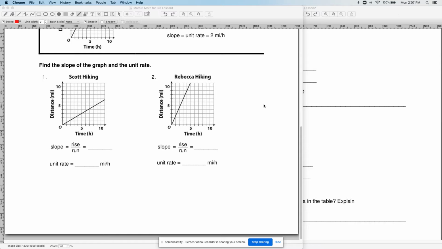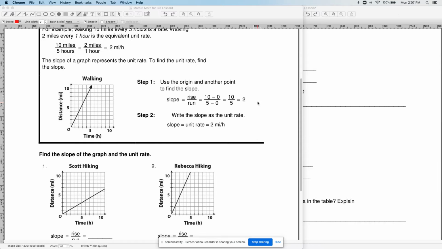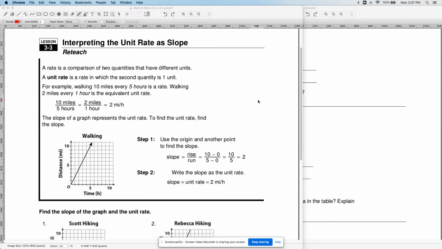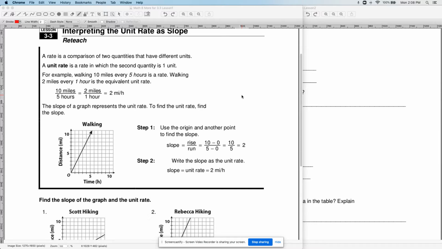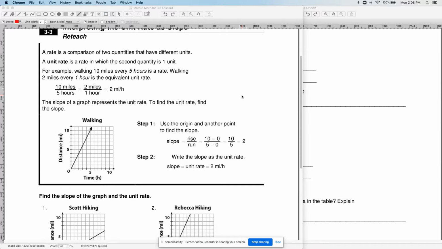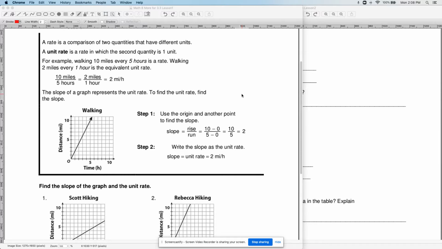Hi students, I'm going to review unit rate and slope and constant of proportionality one more time before you do a couple more practice problems and a quiz for lesson or module 3. So remember, a rate is a comparison of two quantities that have different units.